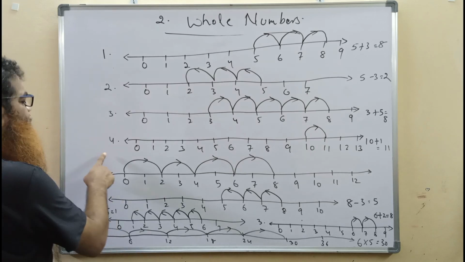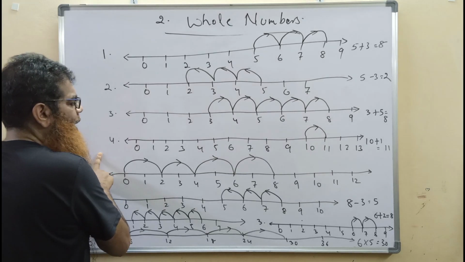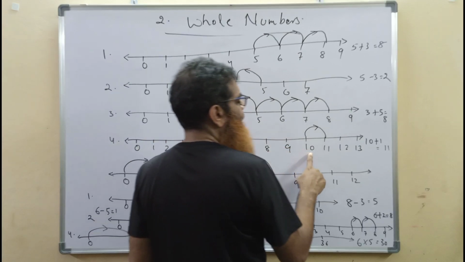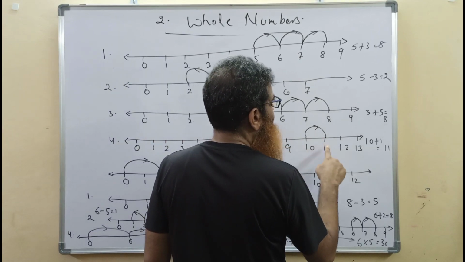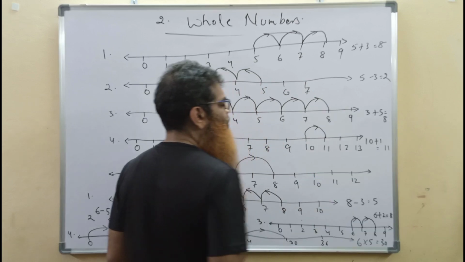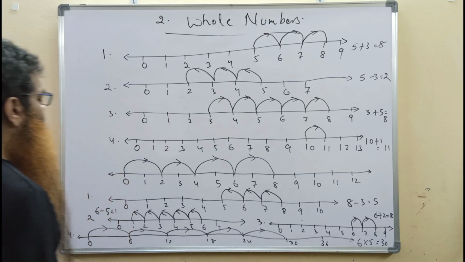Then in the fourth thing, we are adding 1 to 10. We start from 10 and jump 1 time to get to 11, as we are adding 1 to 10.